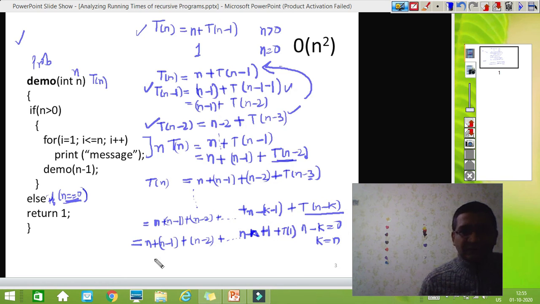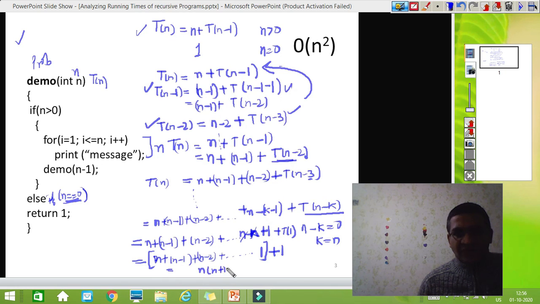So what do you get? You get n plus n minus 1 plus n minus 2, down to 1, plus 1. If you look at this, this is your series 1 plus 2 plus 3 plus 4 plus 5 and so on. So we can represent the series as n into n plus 1 by 2, and this is also plus 1.